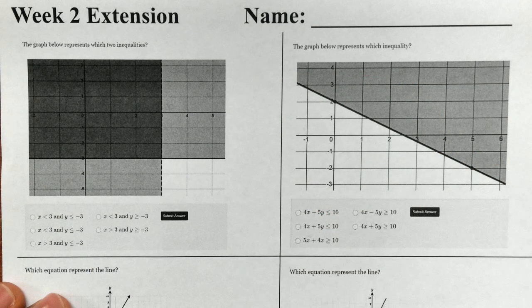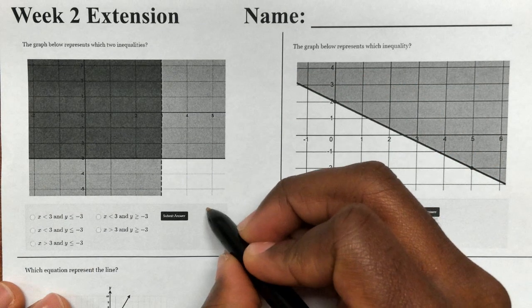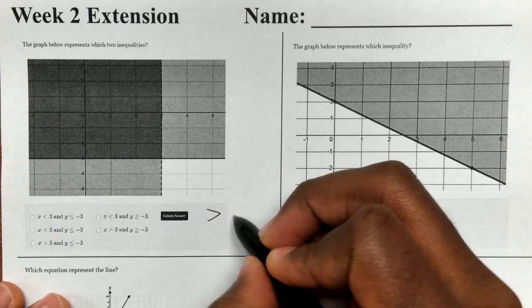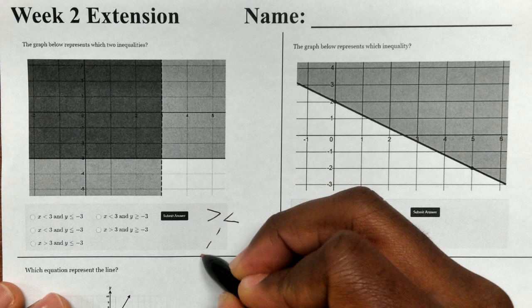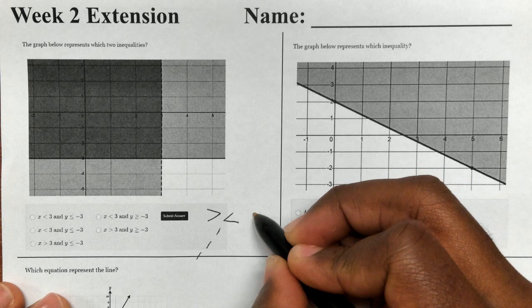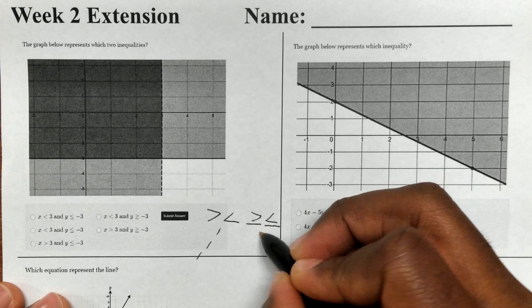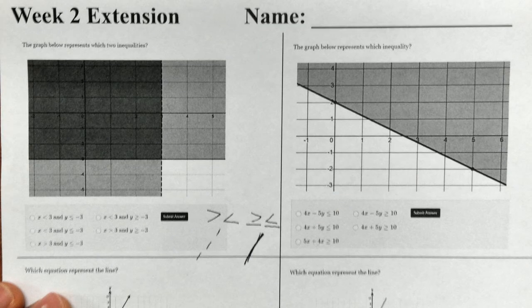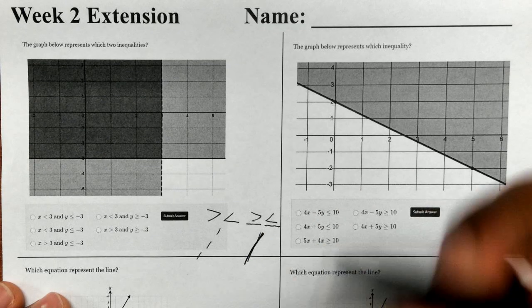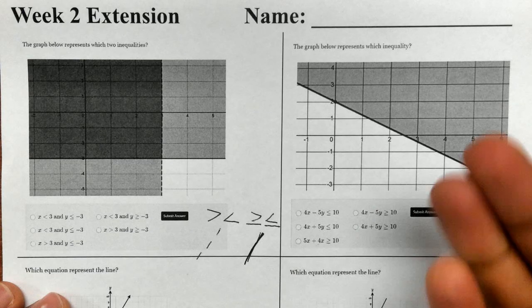The minute I see that dotted line, I should think about either greater than or less than with no line underneath. The solid line would be greater than or equal to and less than or equal to, which would be, as I said, a solid line. Now we're going to try to evaluate what those equations are.